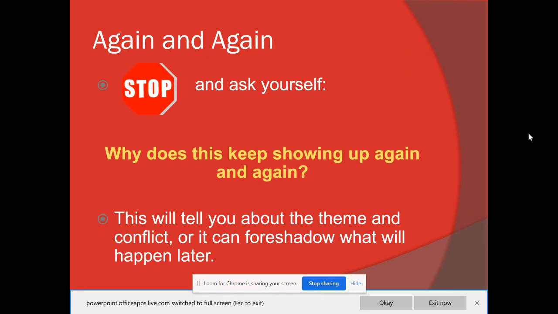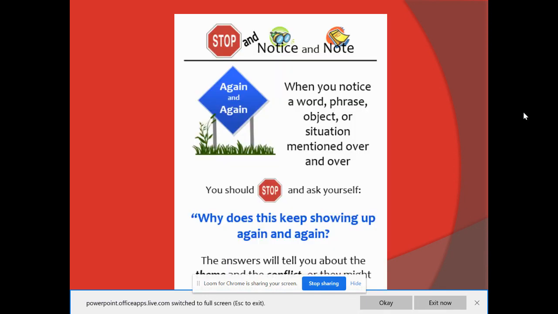We're going to skip those examples. So if you see something coming up again and again, then you need to stop yourself and ask, why does this keep showing up? This is going to tell you about the theme or the conflict, and it could possibly foreshadow what will happen later in the story.